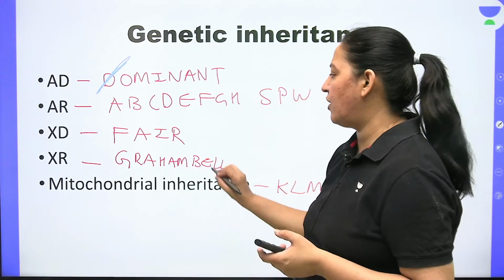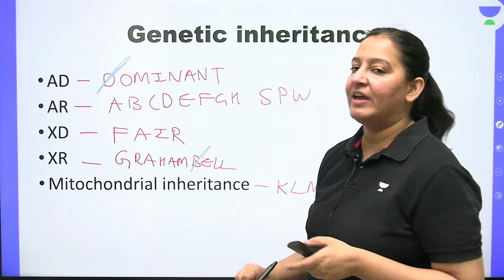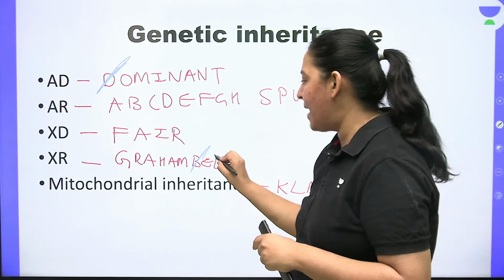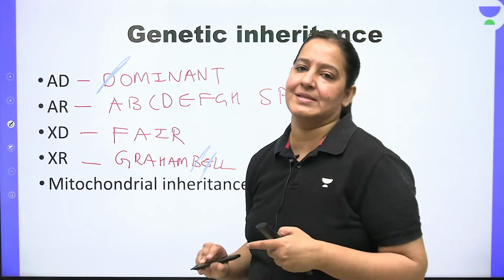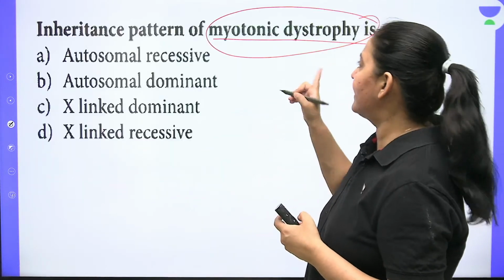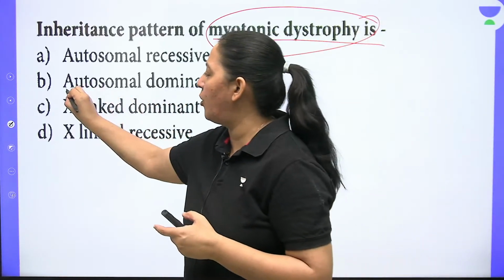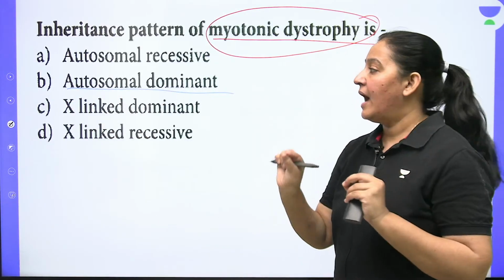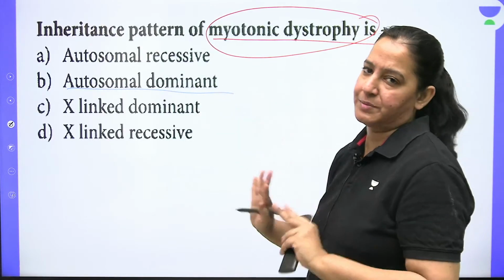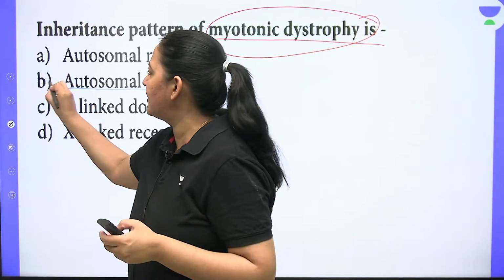The remaining dystrophies, that is Baker dystrophy, Duchenne dystrophy, Emery dystrophy, are all X-linked recessive, right? But myotonic dystrophy is an example of autosomal dominant. So go with autosomal dominant boldly, frankly, and confidently. The correct answer here is B, and it is a PYQ.